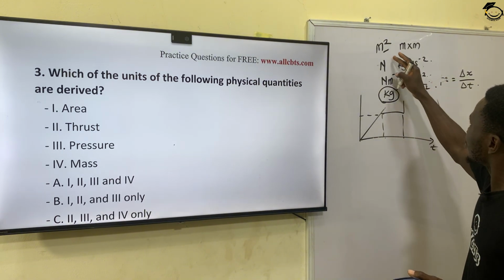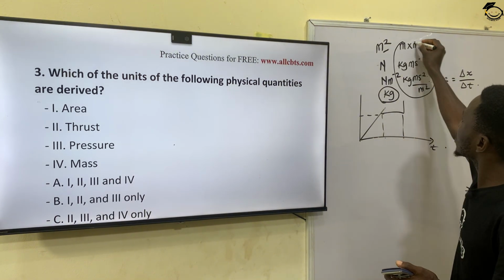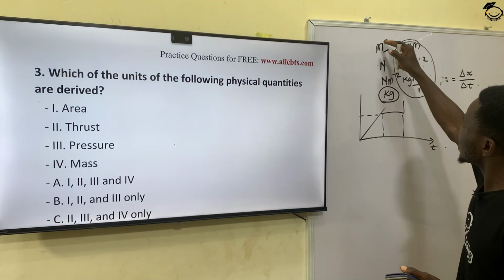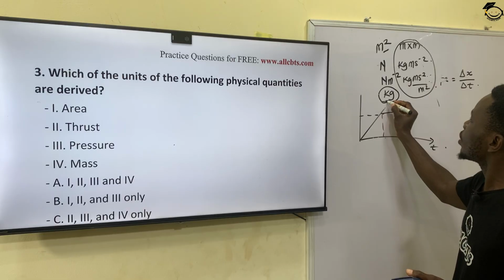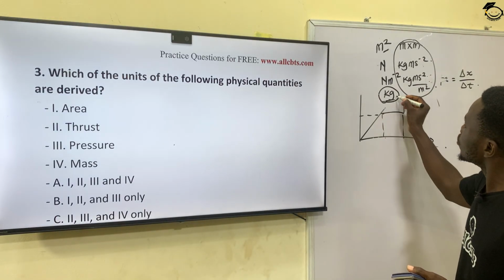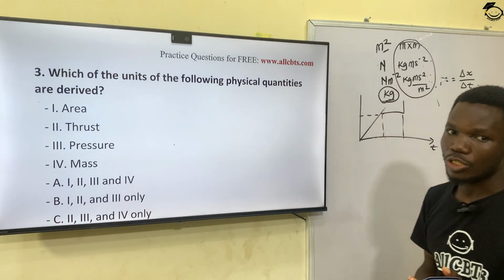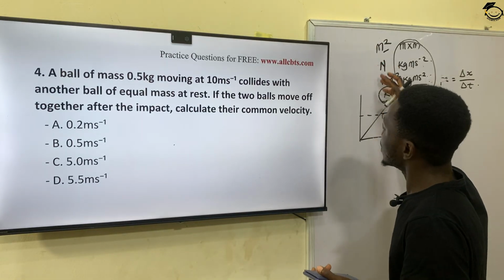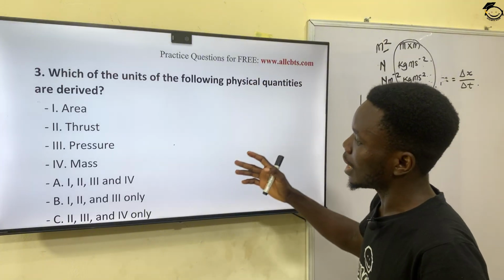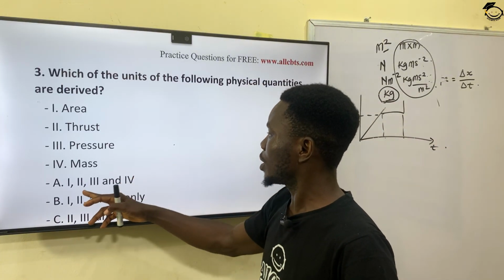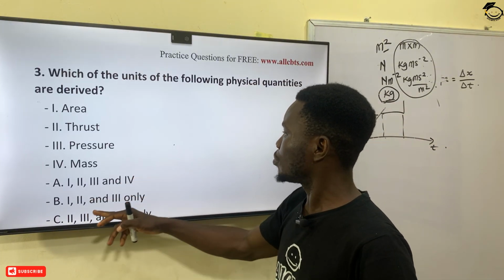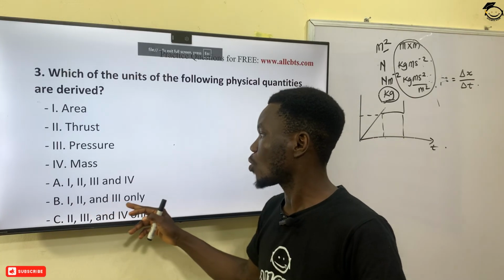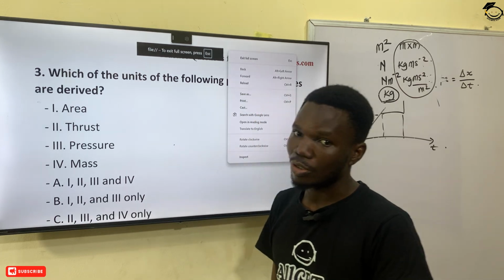Looking at all of this, you realize that these are the fundamental units that are present inside these derived units. But if you are looking at mass, it has only fundamental units. So the correct answer to this question is one that has all of these three except this. If you look at our options, option A says everything, option B says 1, 2, and 3 only, which is the correct answer. So option B is the correct answer to this question.